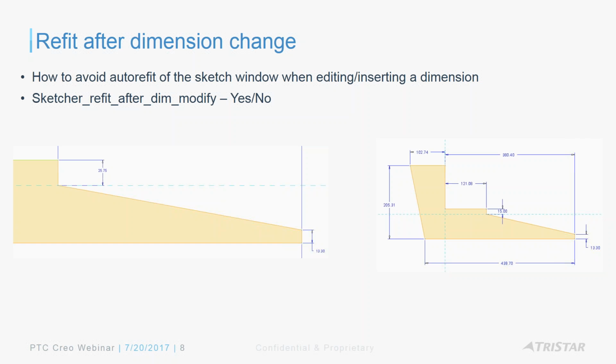Sketcher refit after dimension modify. You could set that to no, so it just remains. It allows you to continue in that same zoomed in area, especially let's say you imported a very complex DXF or DWG file, a 2D sketch, and you're trying to tweak it, right?